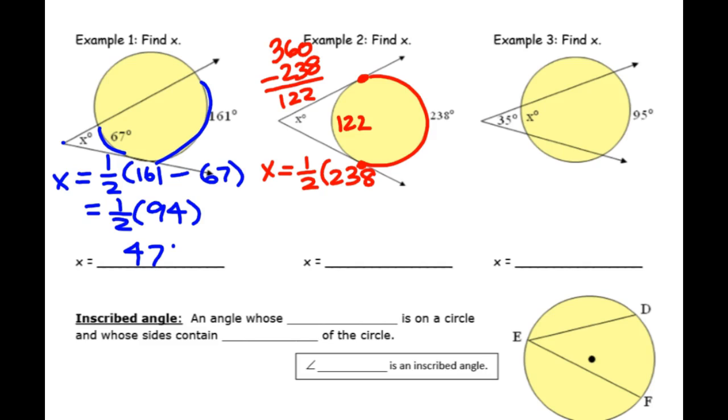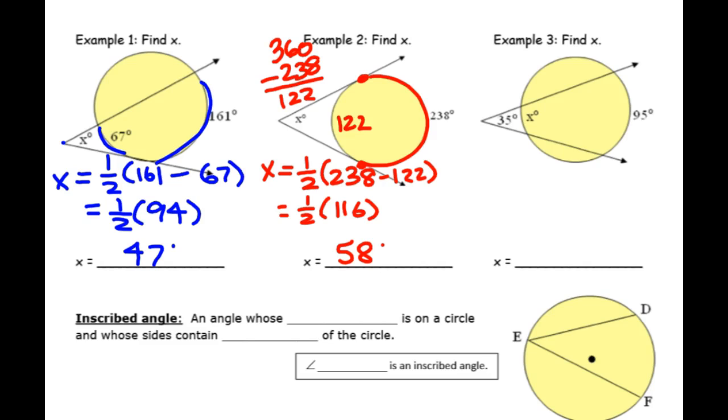Now that we have that missing arc, we're going to do 238 plus or minus? Minus 122. Okay? What is 238 minus 122? 116. So 1/2 of 116 is what? 58 degrees, right?